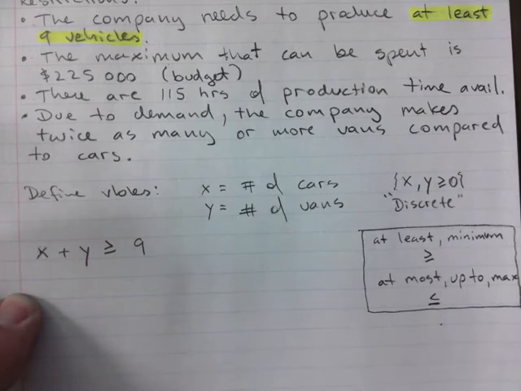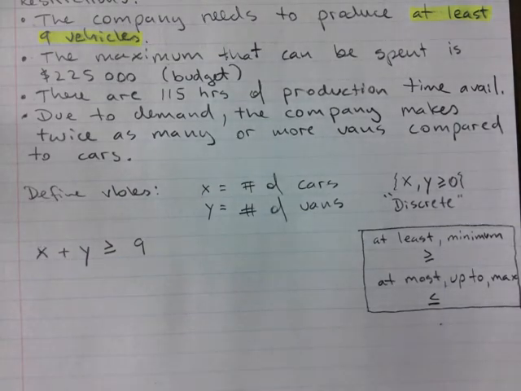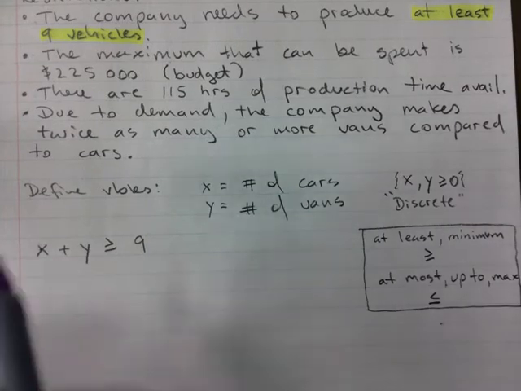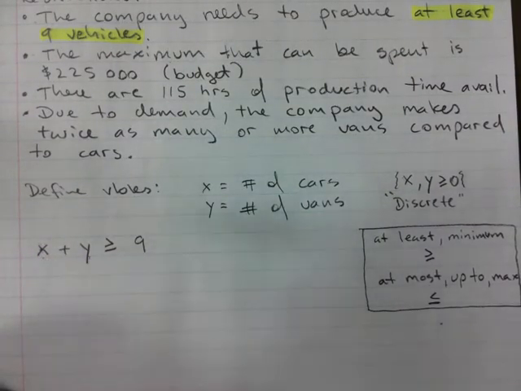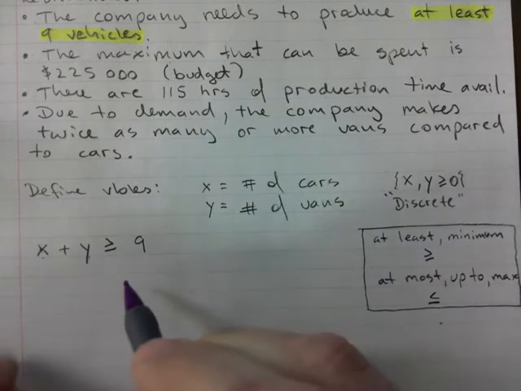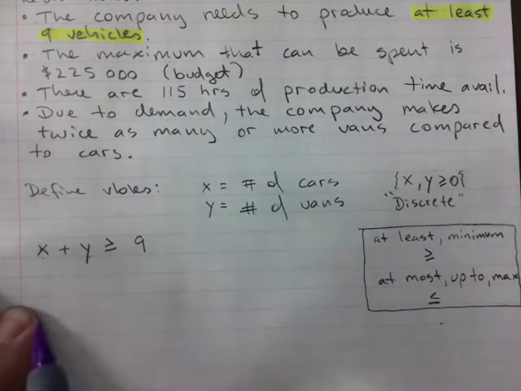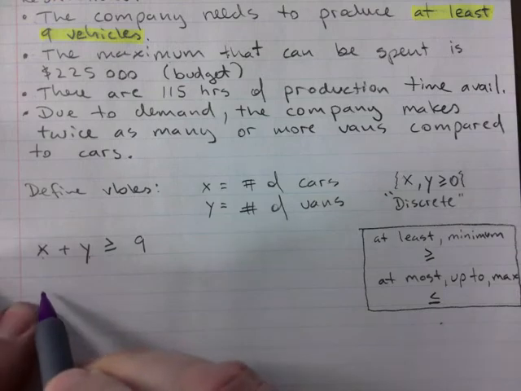Does that make sense? Right? Whatever you make, doesn't matter, has to be at least 9. So you can make 1 and 8, it could be exactly equal to 9, right? So you could make 1 car, 8 vans, 8 cars, 1 van, or more, okay? There you go. So that's a restriction on the amount of cars produced.